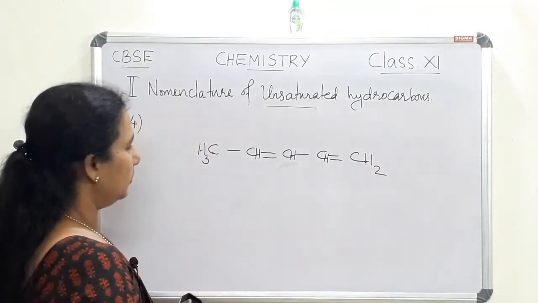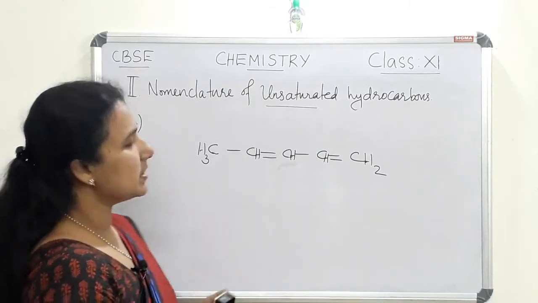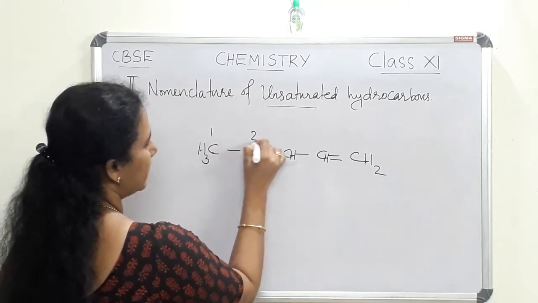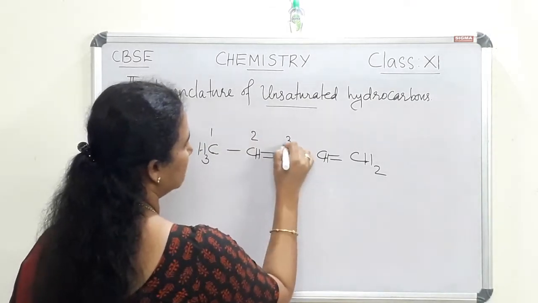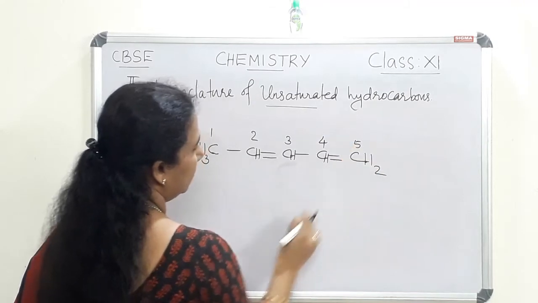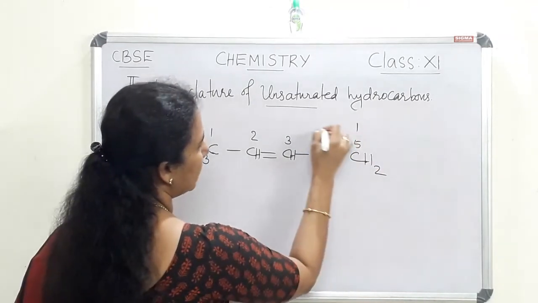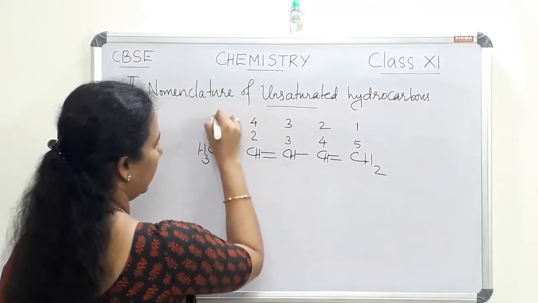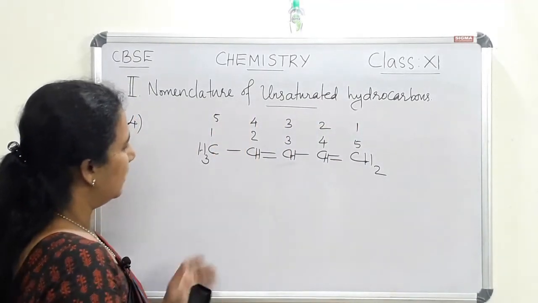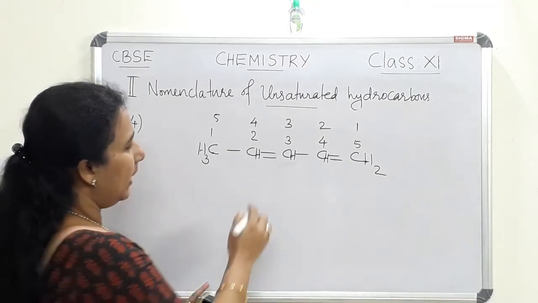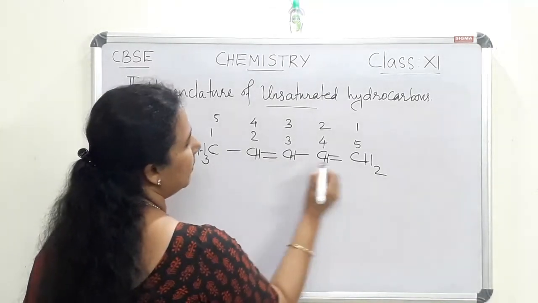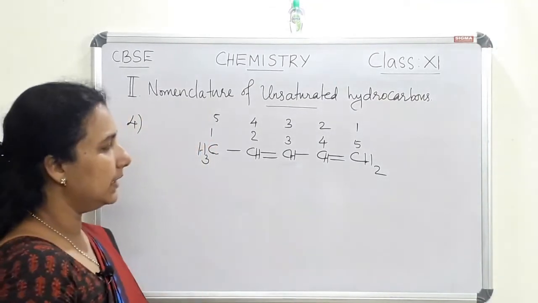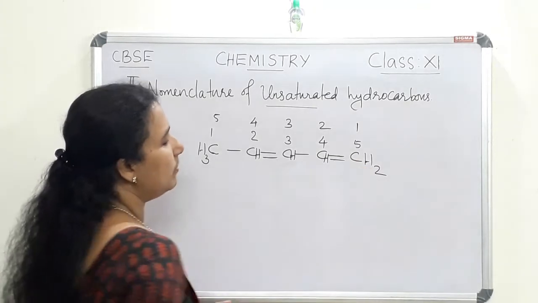If this is the compound, first of all, let us see the longest chain. So let us number the parent chain from left to right, that is 1, 2, 3, 4 and 5. Another possibility is from right to left, that is 1, 2, 3, 4 and 5. So the longest chain contains 5 carbon atoms and it contains two double bonds. Two double bonds are there, so it will be a diene. So let us name this compound.